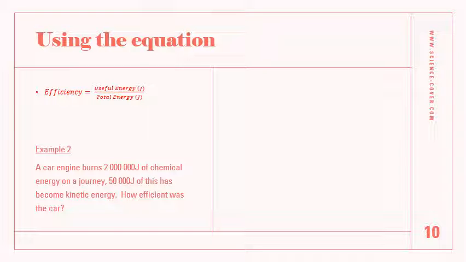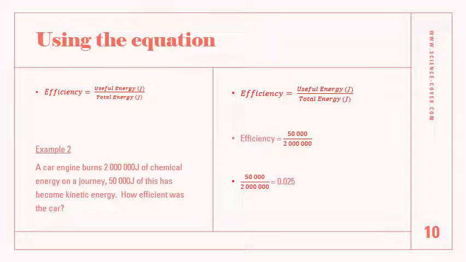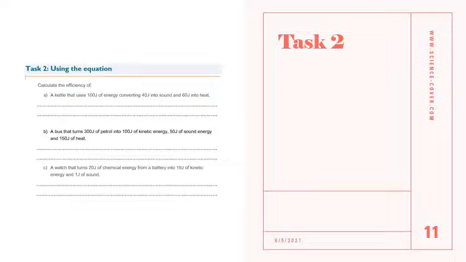Well, again, the first thing to do is to write the equation. The efficiency is the useful energy divided by the total energy. Now, in this case, a car engine is expected to produce movement for the car, so our 50,000 joules is our useful energy, and our 2 million joules is our total energy. So 50,000 divided by 2 million will give us 0.025. Now pause the video and attempt task 2.